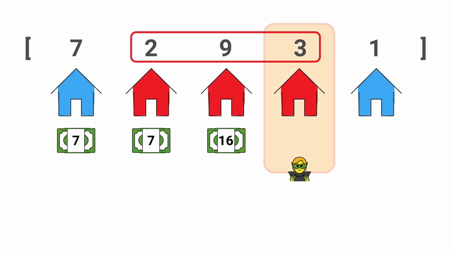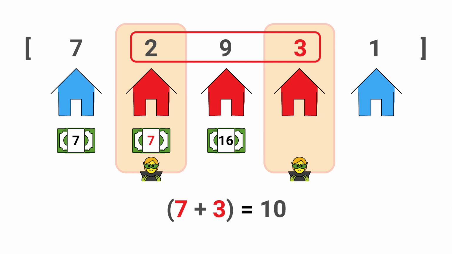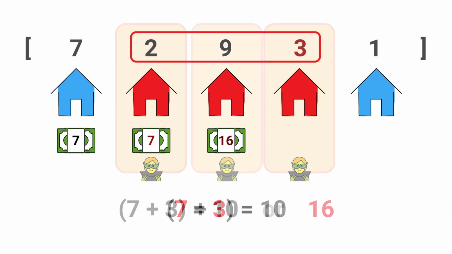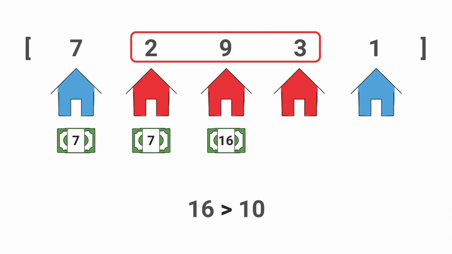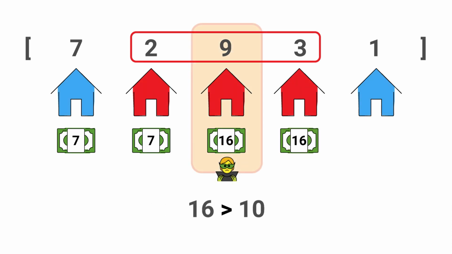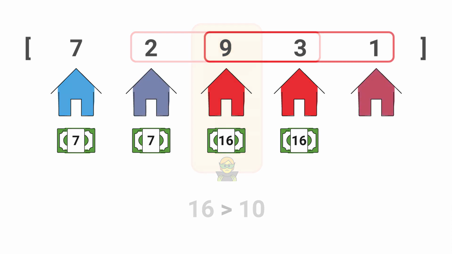Here, if we are robbing the third house, then we can include the maximum amount of money we had robbed till the first house, which will give a total money of 10. If we are not robbing the third house, then the best amount of money we can have till the second house is 16. Since 16 is greater than 10, we will rob the second house alone. Now let's consider the next three houses.